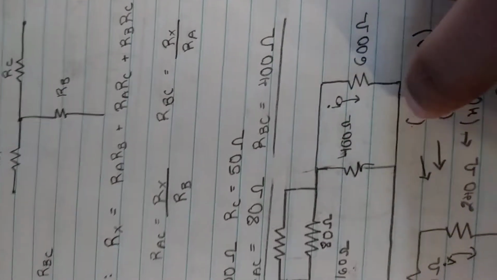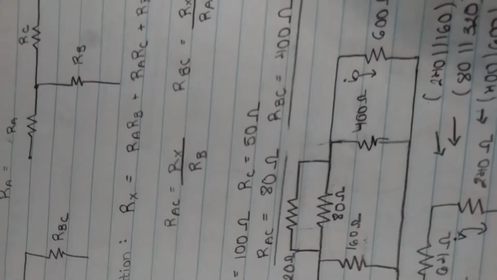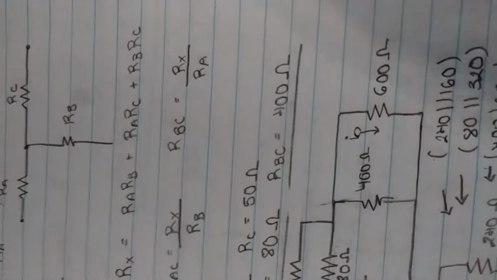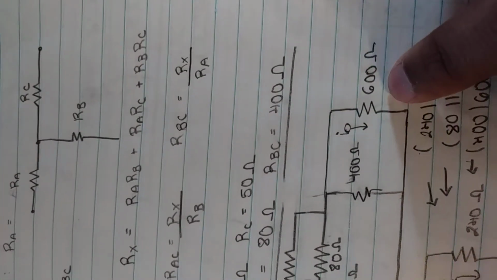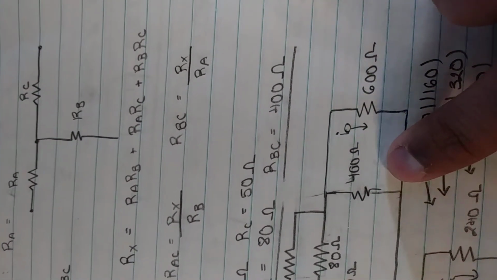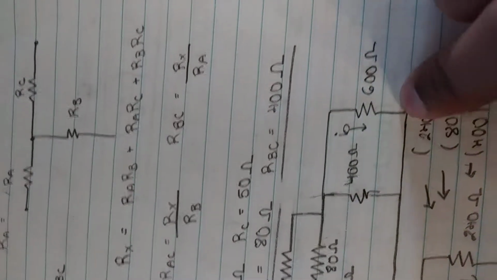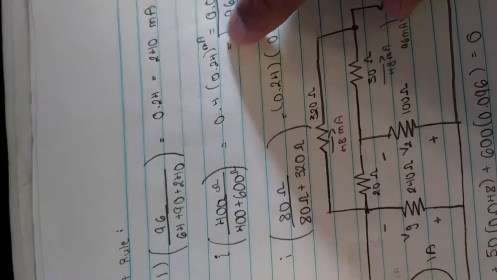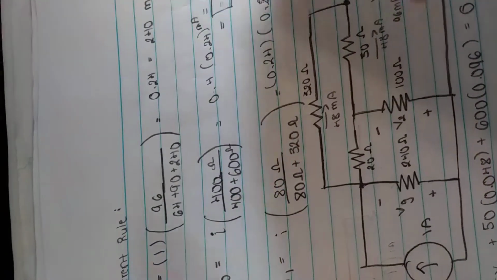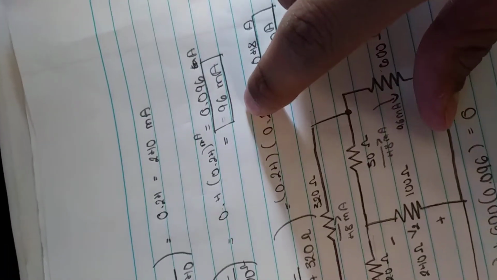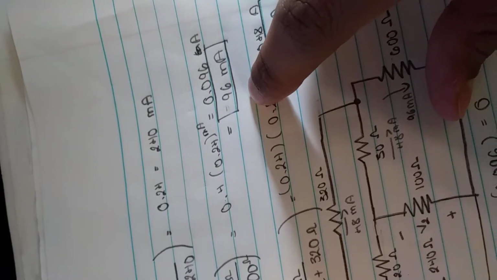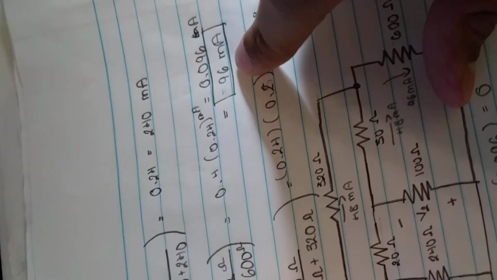Now we want to find out how much of each. For this, you do similarly, just the current rule. You want the current through 600, so you multiply it by the ratio of 400 divided by the total, which is 1,000. And so you get 0.4 times 240 milliamps, which was the current through both of them. So then you get I0 equals 96 milliamps, right?